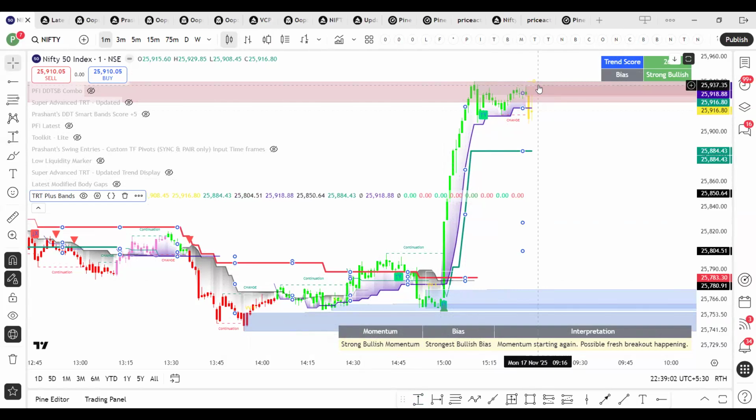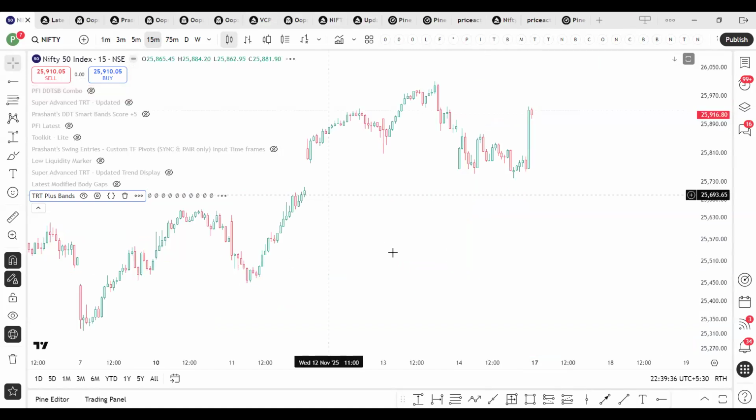So, can we conclude that first we see the TRT color? If it is green, if we want to go long, only then we can go long. Yes. If it is red, even though it is at the starting point, the original buying area, we won't take the trade. Yes, exactly.